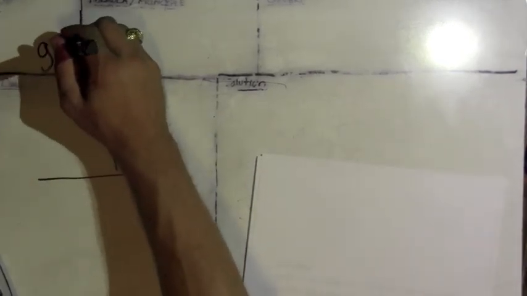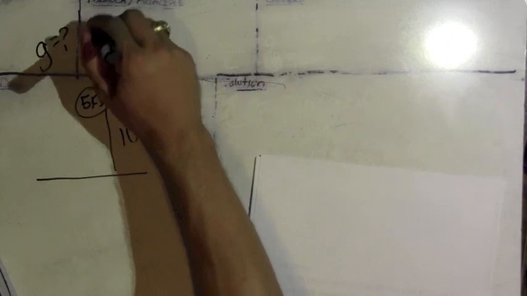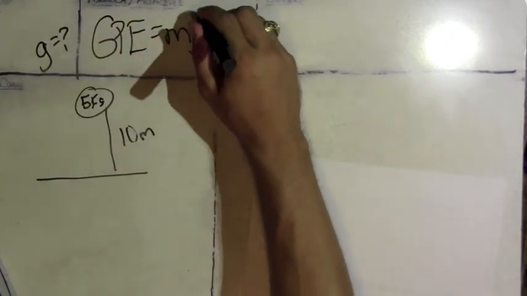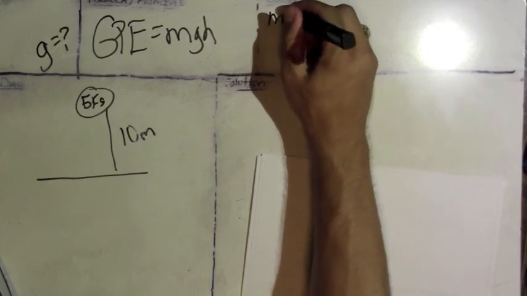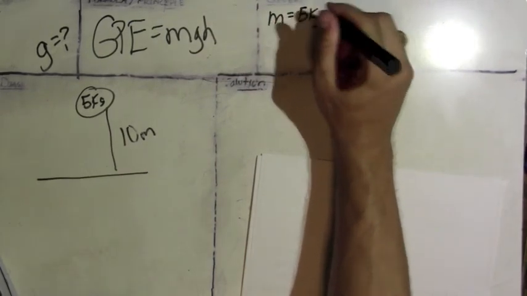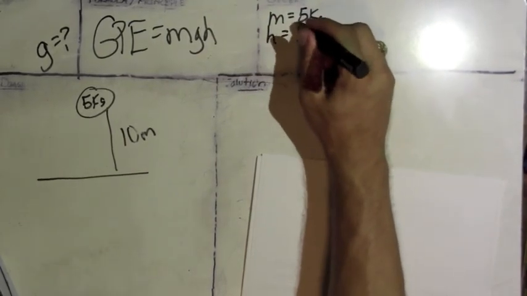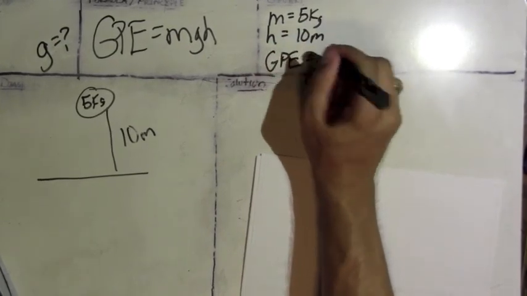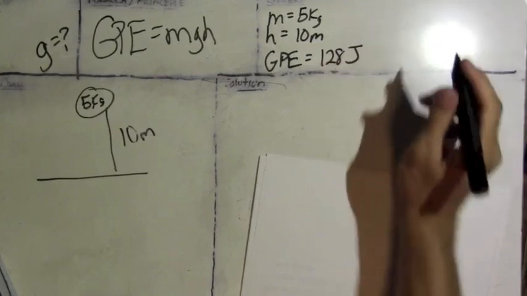So we can say we are trying to solve for g. Now a lot of people have issues with that because they say, well, g is always 9.8. Remember, g is 9.8 on the Earth and on the Earth only. So we have GPE equals mgh. We have the mass as 5 kilograms. We have the height that's 10 meters. And we have the potential energy as 128 joules.